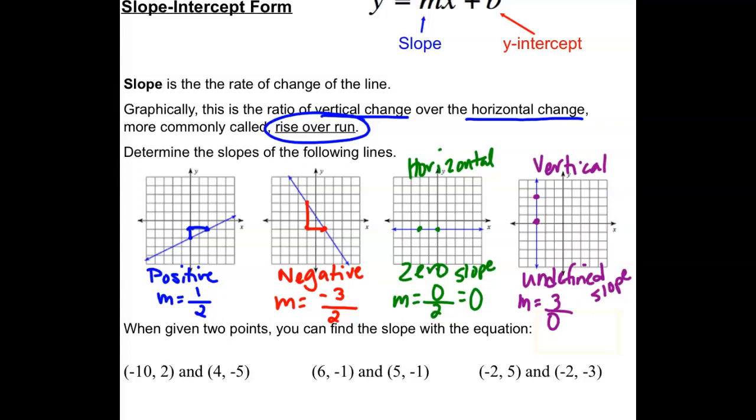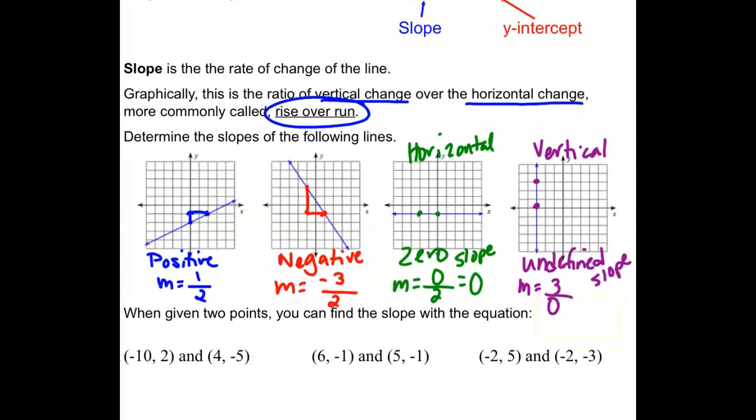You can have a positive slope, your line is moving up as you go from the left to the right. We can have a negative slope, you're moving down from left to right, horizontal or vertical. Horizontal, we'd say the slope is 0. Vertical, we say we're unable to find it.